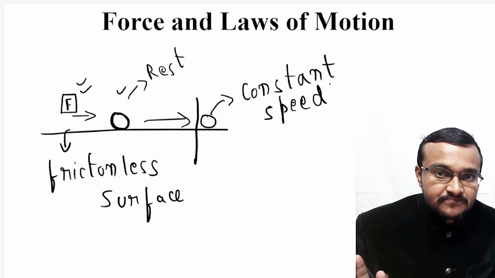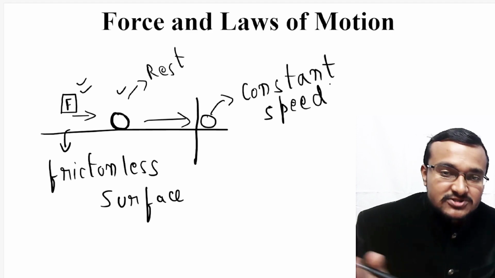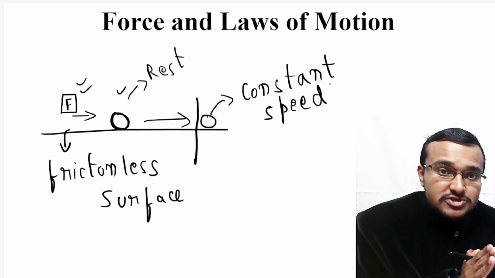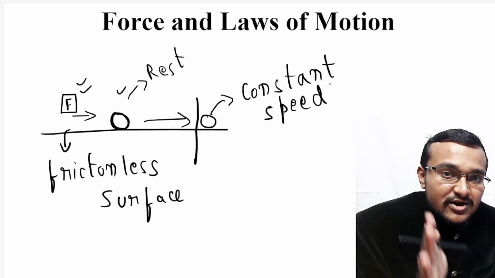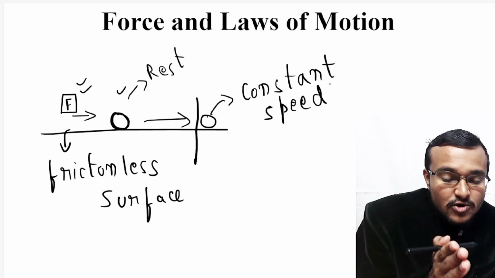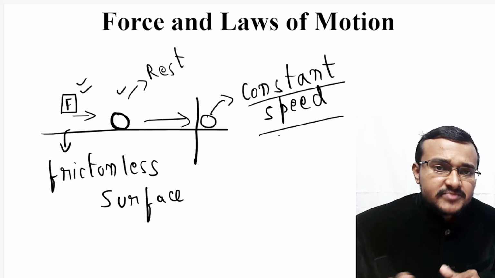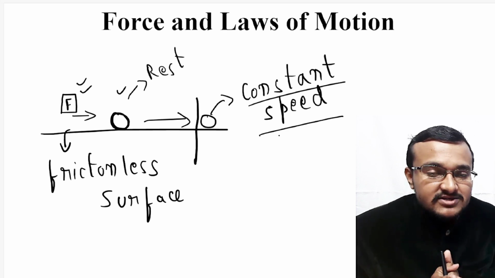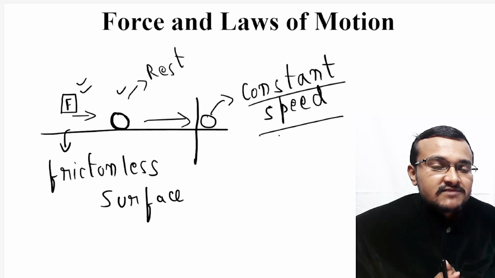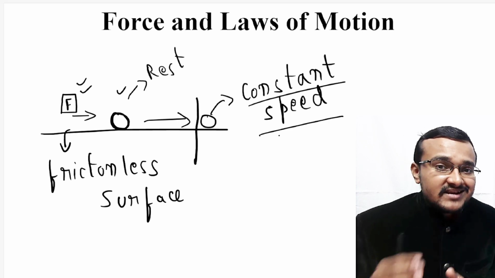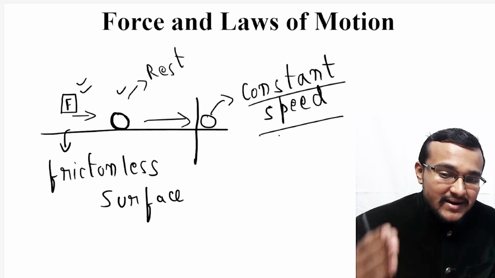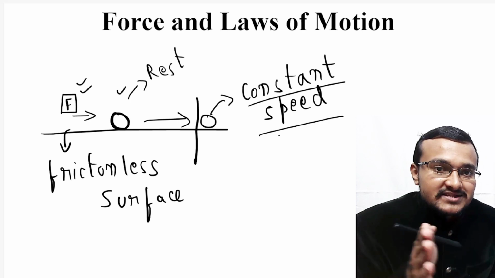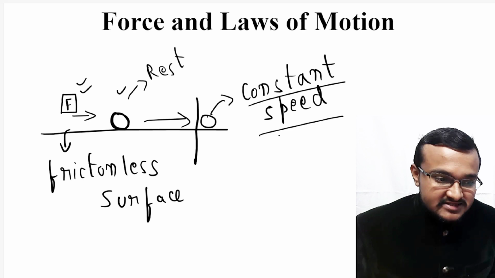So whenever you want to bring this object to rest, then an opposite force should be applied on this object to make it come to rest. So now this object is moving with constant speed. In order to bring this object to rest, the unbalanced force will be helping us. That means an external force needs to be applied in the opposite direction to the direction of motion, so that this object will come to rest.